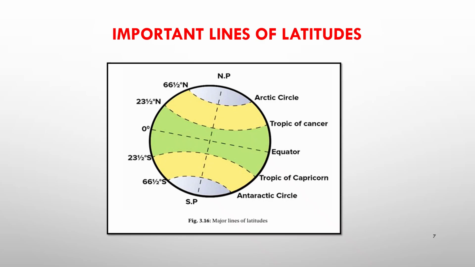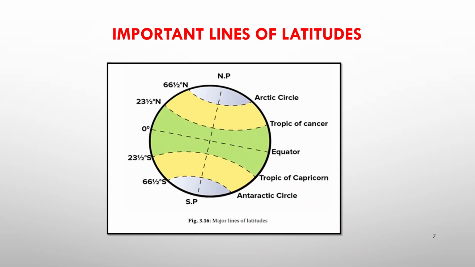Okay, so beyond the equator, there are several other latitudes that have particular geographical and climatic significance. These are the important lines of latitudes, and geographers and climatologists refer to them frequently. So let me introduce you to each of them. As I said, there are 7.